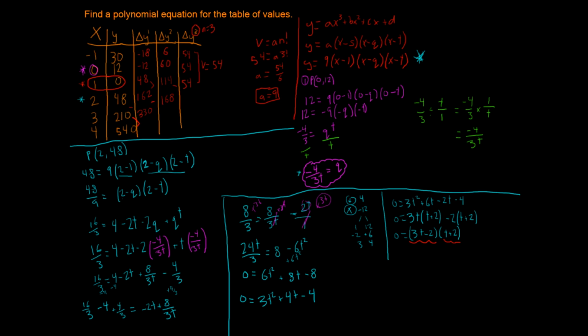So therefore, if we were going to write this as an entire polynomial equation, then we could write it as f of x will be equal to 9, which is our a value, and then we've got x minus 1, our first root, 3x minus 2, and we've got x plus 2. So, therefore, we can conclude that this will be the equation for that table set of values.